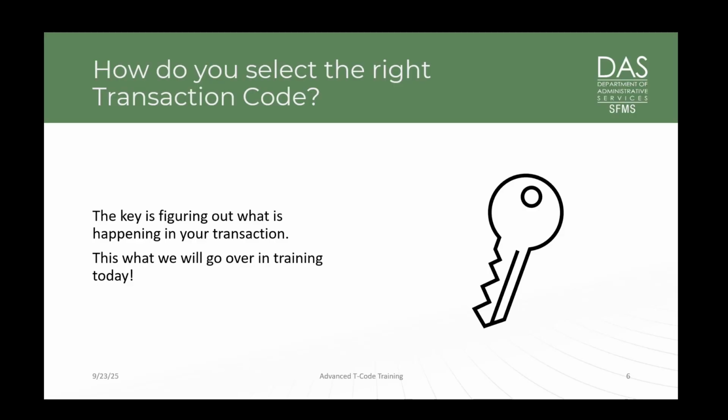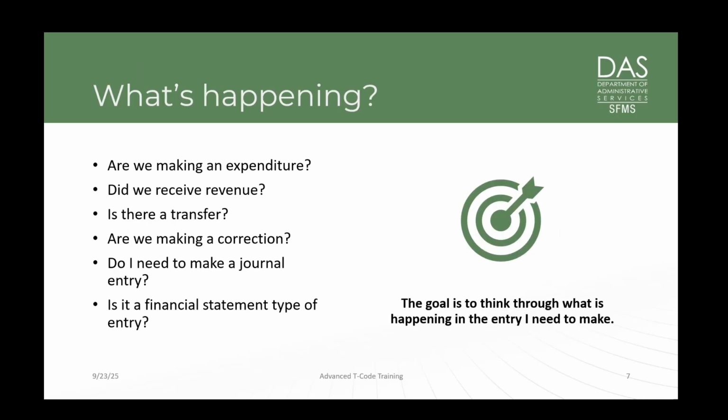But how do I select the right transaction code? There is a bunch of choices and it can be just a little bit overwhelming. So the key is figuring out what is happening in the transaction that I need to make. And that's what we're going to go over in our training today. So what's happening? Are we making an expenditure? Did we receive revenue? Is this a transfer? Do I need to make a correction? Do I need to make a journal entry? Or is it some kind of financial statement type of entry?